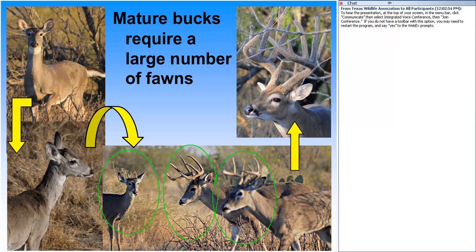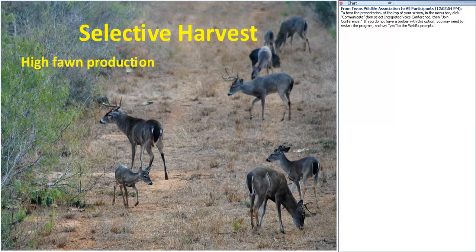A couple other reasons why fawn production can be important. High fawn production can open up some options for your management. One of these might be selective harvest, and in particular, maybe removing deer at younger ages that are on the lower end of the distribution of antler sizes of deer on your property. And so if you've got a lot of fawns coming into the system, you're going to have a lot of yearling bucks and 2- and 3-year-old bucks.